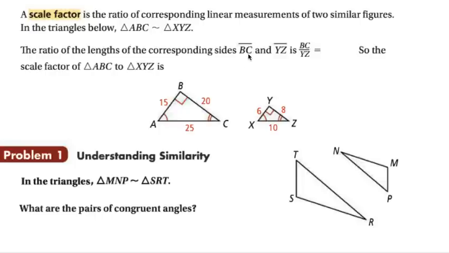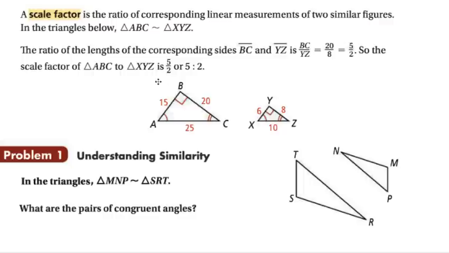A scale factor is the ratio of corresponding measurements of two similar figures. So, for example, we have these two triangles right here, ABC and XYZ, and the ratio of the corresponding side lengths, if we take the ratio of BC to YZ, that would be 20 over 8, which is the same as 5 over 2. So our scale factor in simplified form is 5 to 2.